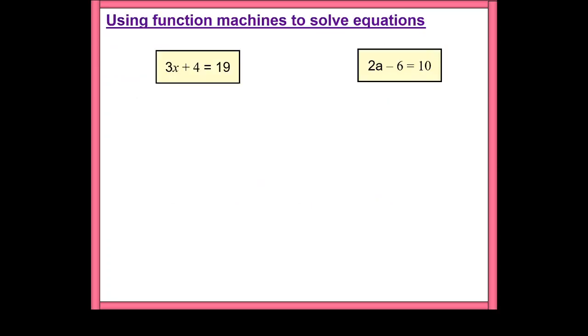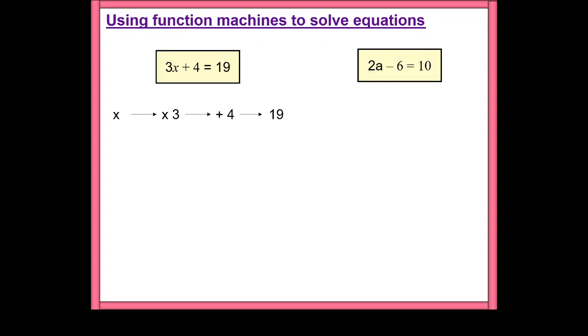Okay, we're now going to move on then to what we call a two-step equation. So a two-step equation is where there are two functions involved. So looking at our first one, again, our input is going to be x. Now the first thing that's happened to x this time is that it's been multiplied by 3. We've then added 4 and our output is 19.